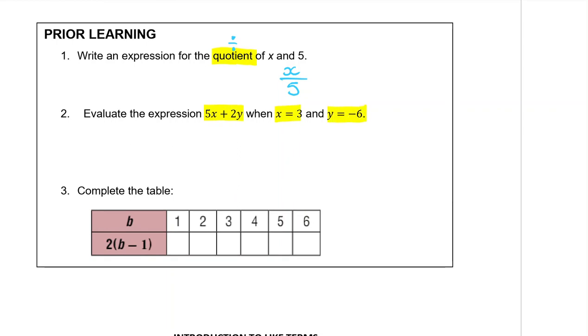Question 2, evaluate the expression 5x plus 2y if x is equal to 3 and y is equal to negative 6. So underneath my expression, 5x plus 2y, I need to replace my letters with numbers. So 5x means 5 times x, but the x is going to be replaced with a 3, so 5 times 3. Then I have a plus. 2y means 2 times y, so it will be 2 times minus 6.